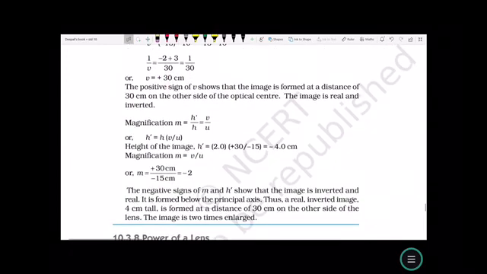So, did you understand how we are applying the lens formula to get an idea about the characteristic, position and size of the image? I hope this concept is very clear to you now.